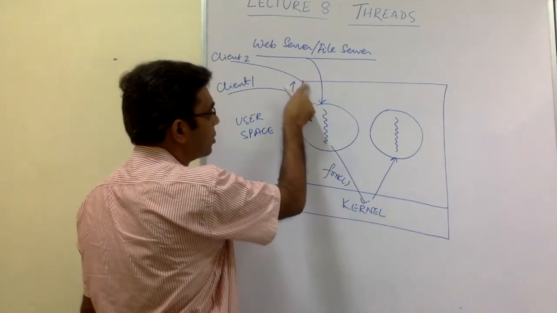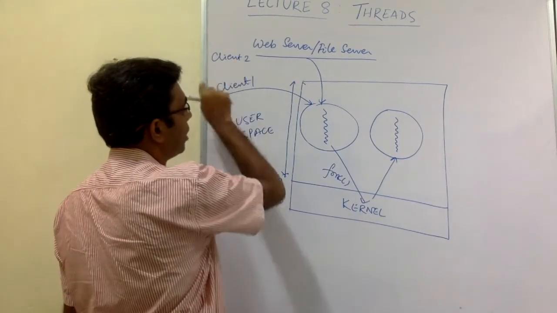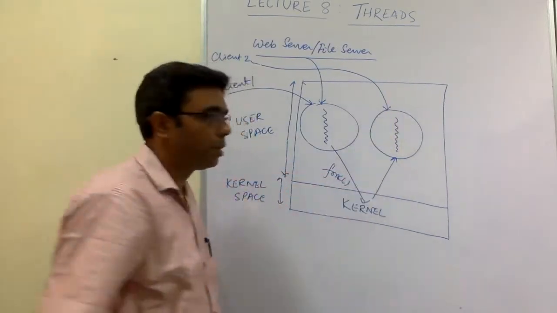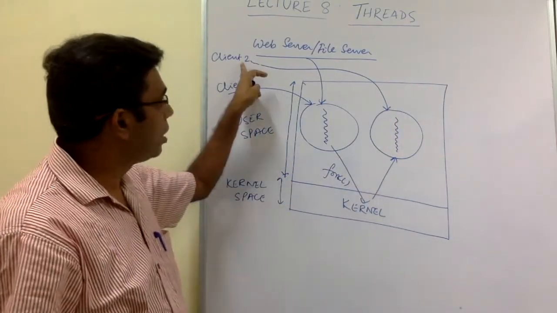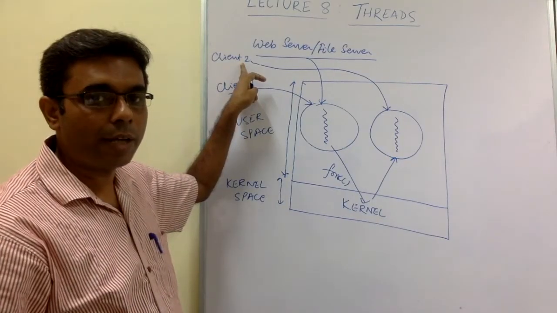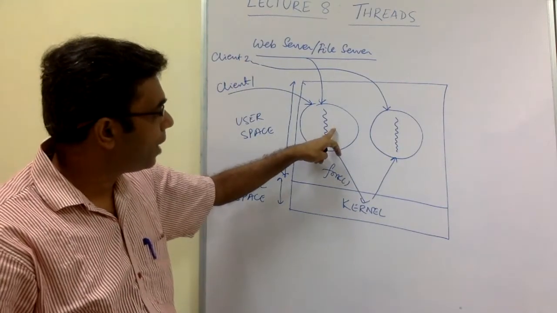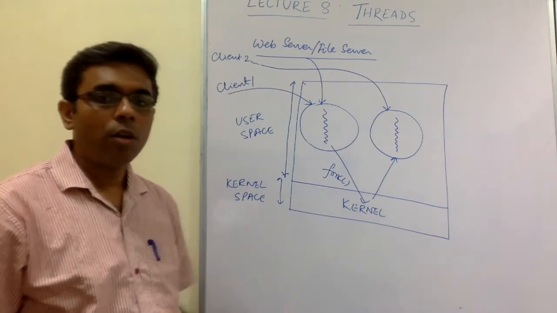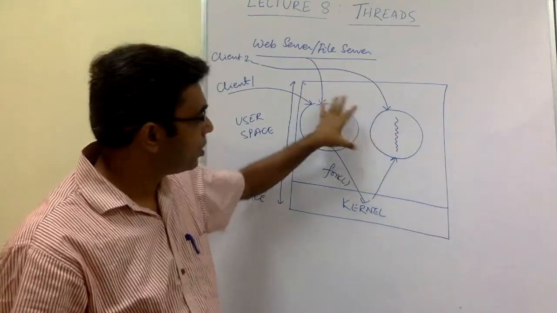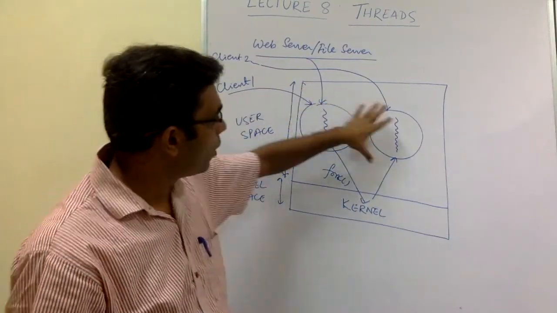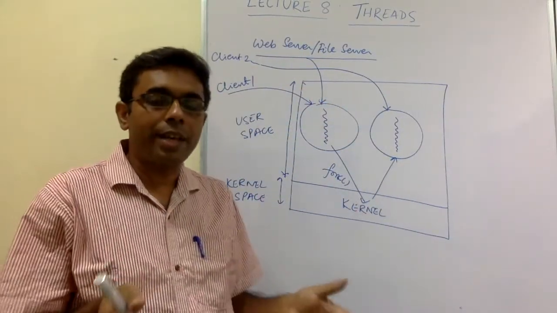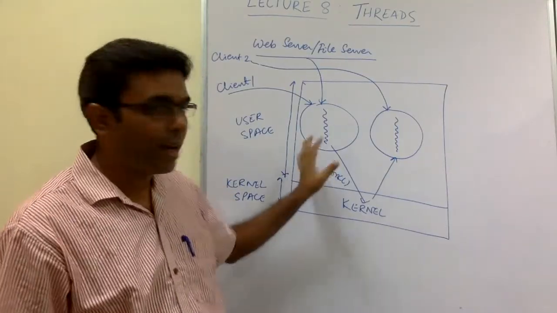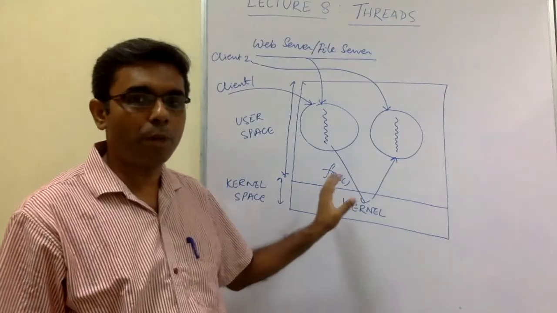And now instead of client 1 being serviced by the parent, the service would now be provided by the child to the client which has requested. So client 2 would be served not by the parent but by the child. So that's how, by using two processes, that is, two web servers, two clients can be addressed at the same time. Seems to be a very valid solution, but there is some problem with this.